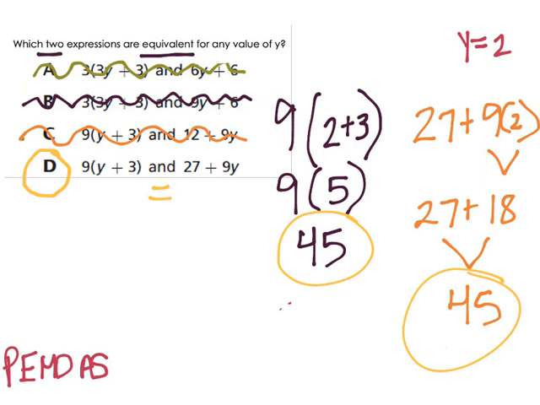So you can pick any variable, any value for the variable, and when you evaluate it, if you end up with the same value as your answer, in this case 45, that tells me that these two expressions are equivalent.